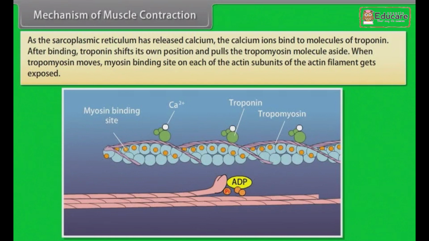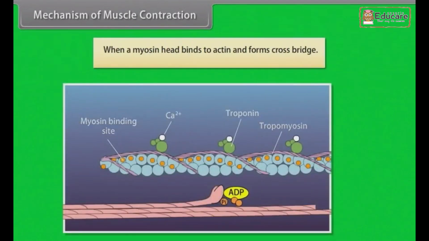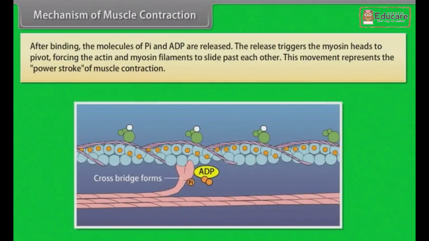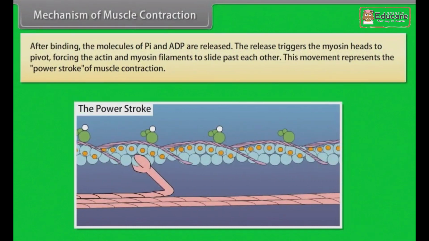After binding, troponin shifts its own position and pulls the tropomyosin molecule aside. When tropomyosin moves, myosin binding site on each of the actin subunits of the actin filament gets exposed. A myosin head binds to actin and forms cross bridge. After binding, the molecules of Pi and ADP are released. The release triggers the myosin heads to pivot, forcing the actin and myosin filaments to slide past each other. This movement represents the power stroke of muscle contraction.